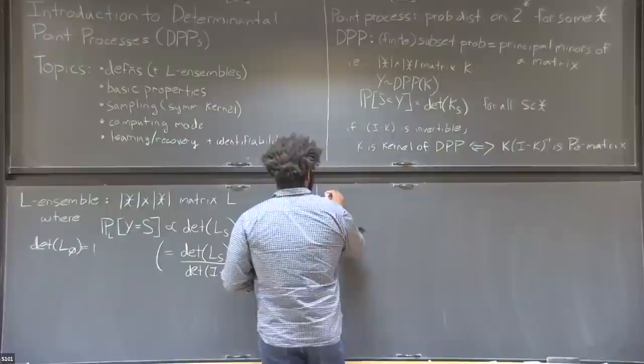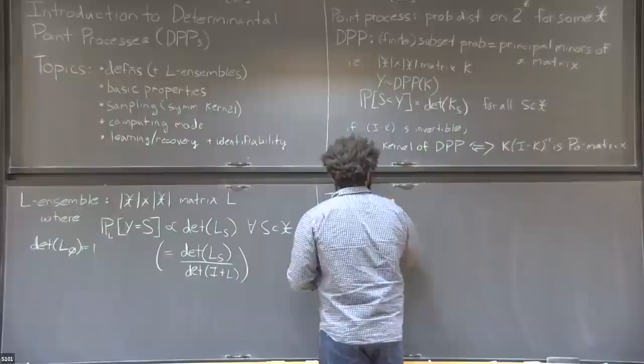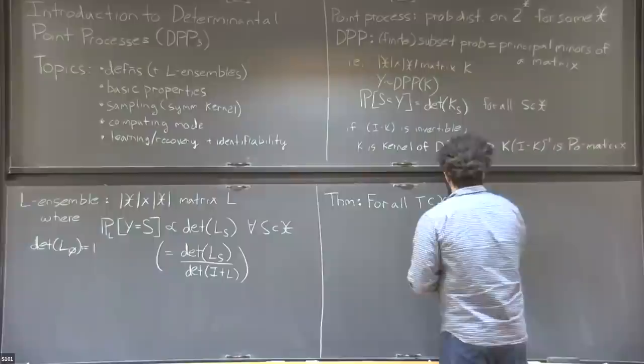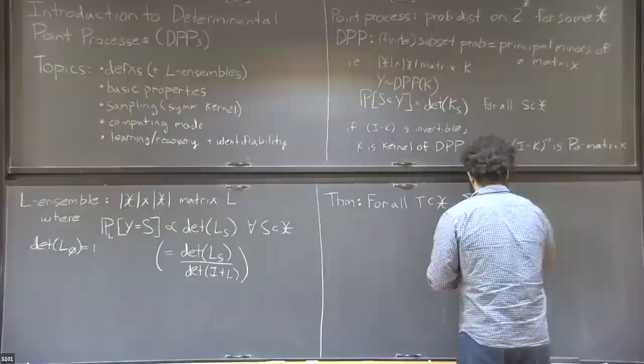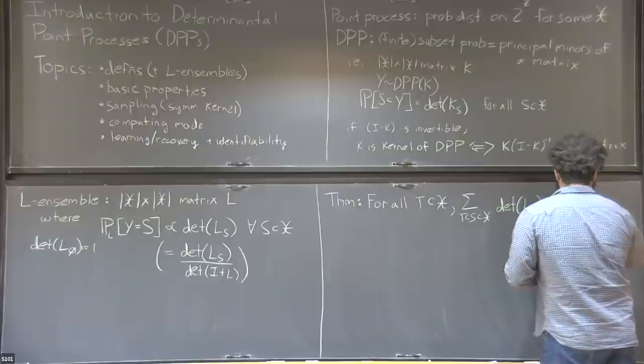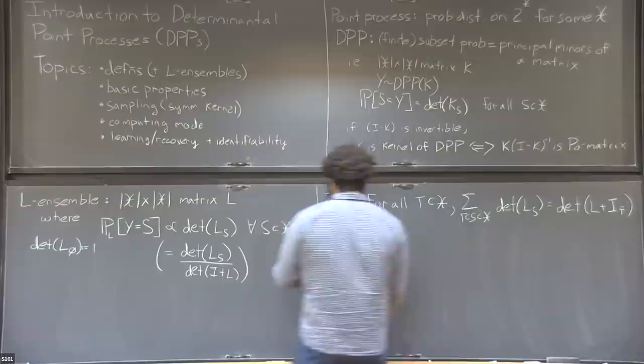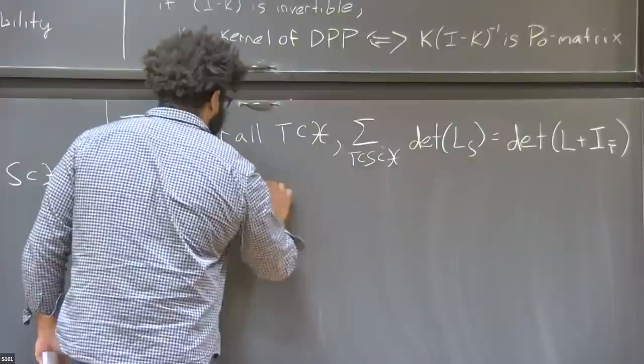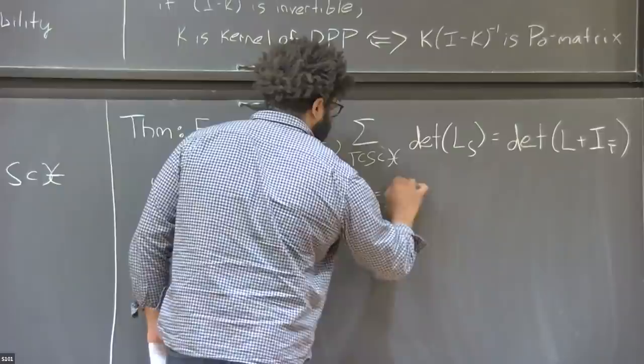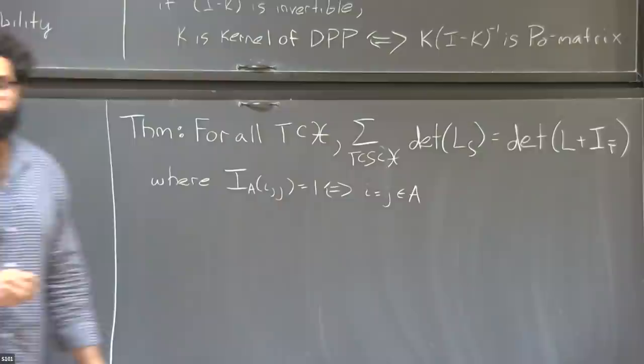So let me state a nice little matrix theory fact. For any subset T, we have that if we sum over all subsets containing T, the sum of all these principal minors is equal to the determinant of L plus this matrix I of T bar. Just define I of A.